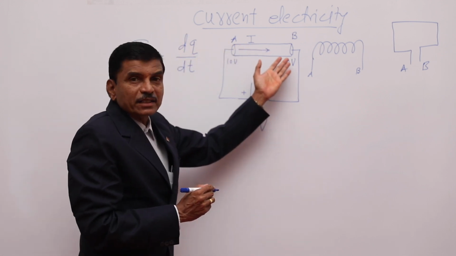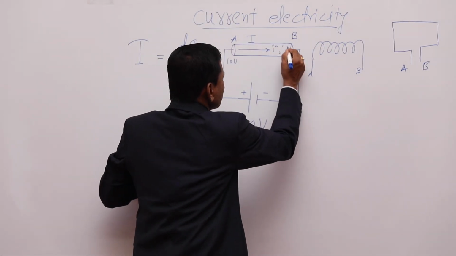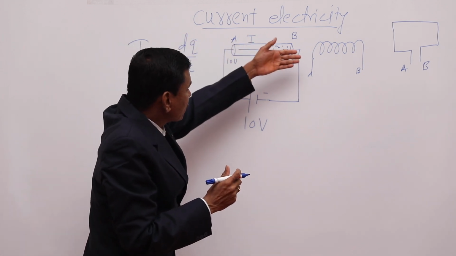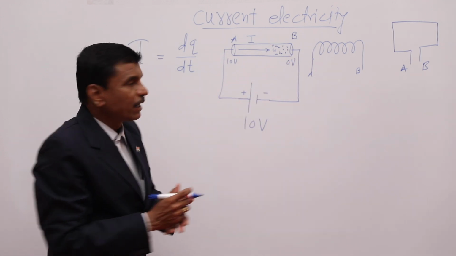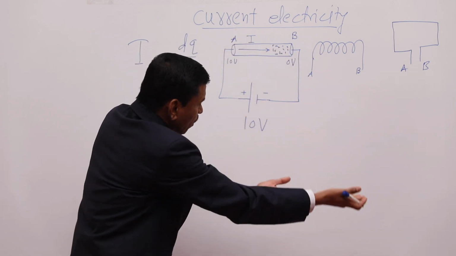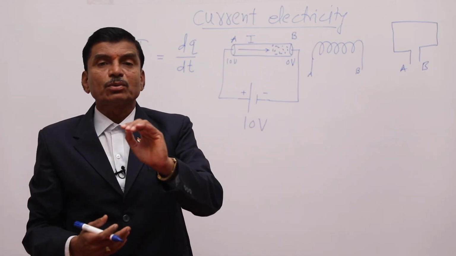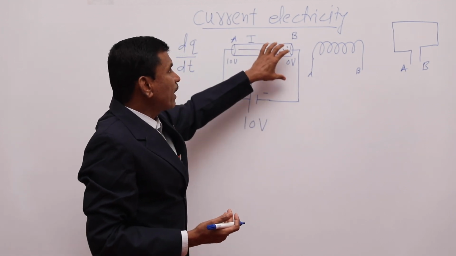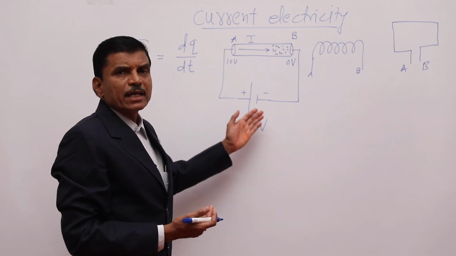Which charges are present in the conductor? There are many free electrons. Now, when current is flowing from terminal A to B, electrons, being negatively charged particles, are moving from lower potential B to higher potential A, from lower to higher. So, the electron must do work, and to do this work, it requires energy. Who is supplying energy? The battery is supplying energy.